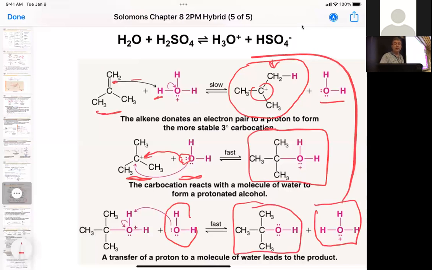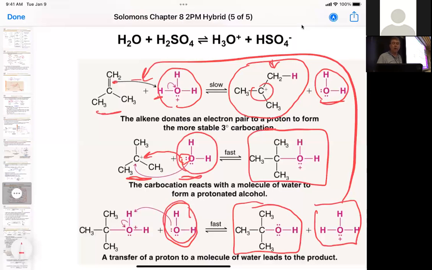Notice that this can then be used up here. If we did this in the absence of water, the alcohol takes the place of water. If we did it with an alcohol instead, that would take the place of the water in all these steps, and you generate an ether. Questions on that?